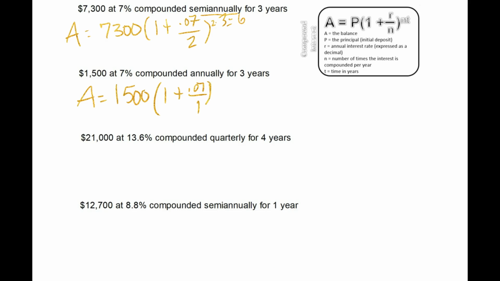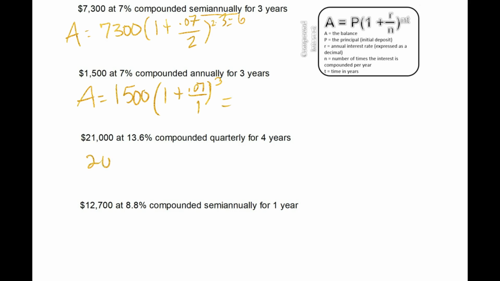And 1 times 3 is 3. So technically, y'all see this? This is actually exponential growth, because it's 1 plus 0.07. So annually looks just like exponential growth. And then you're going to tell me the answer.